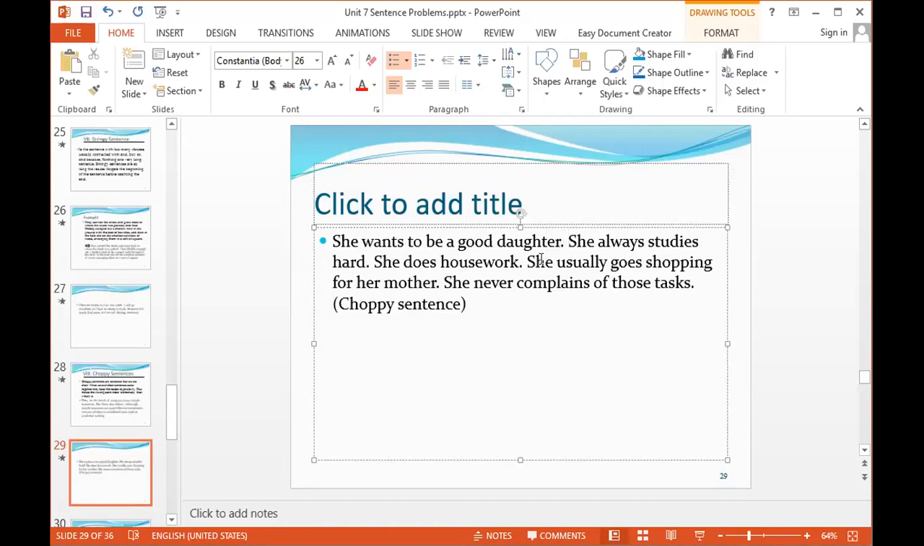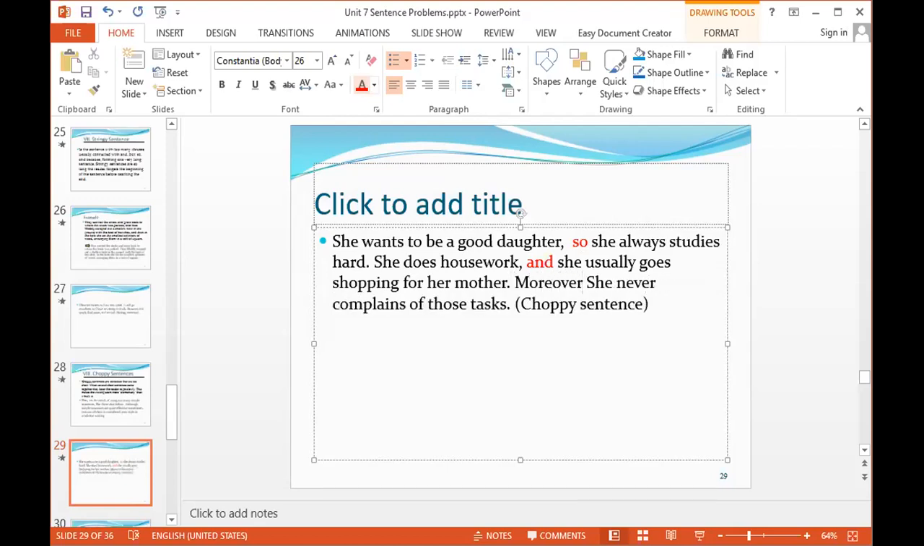She wants to be a good daughter, comma. What fanboy here, anyone? So, she always studies hard. Okay. She does housework, comma. What fanboy over here? And. Yeah, and she usually goes shopping for her mother. One more. How about another one? Moreover, comma. She never complained of those things.